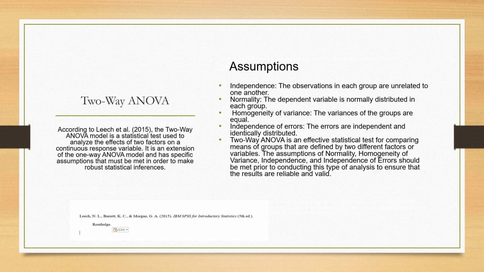Two-way ANOVA. The two-way ANOVA model is a statistical test used to analyze the effects of two factors on a continuous response variable. It's an extension of the one-way ANOVA model.